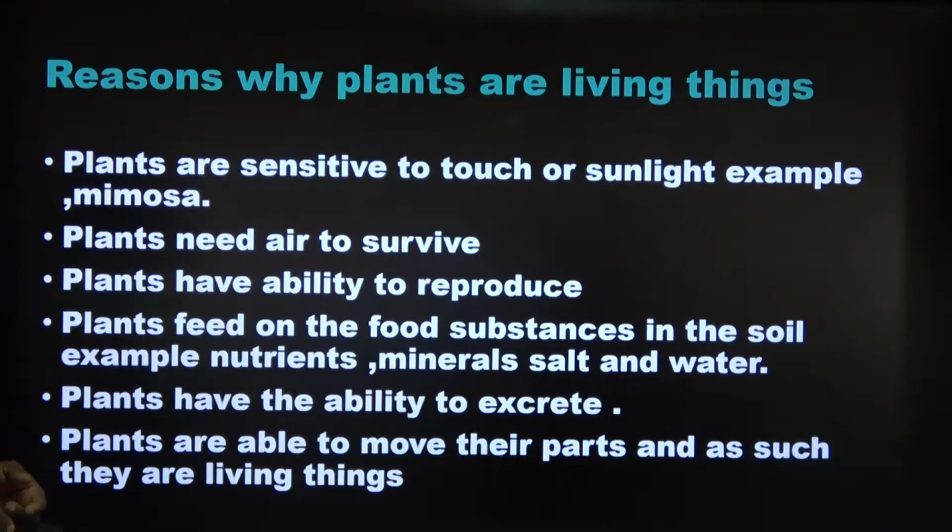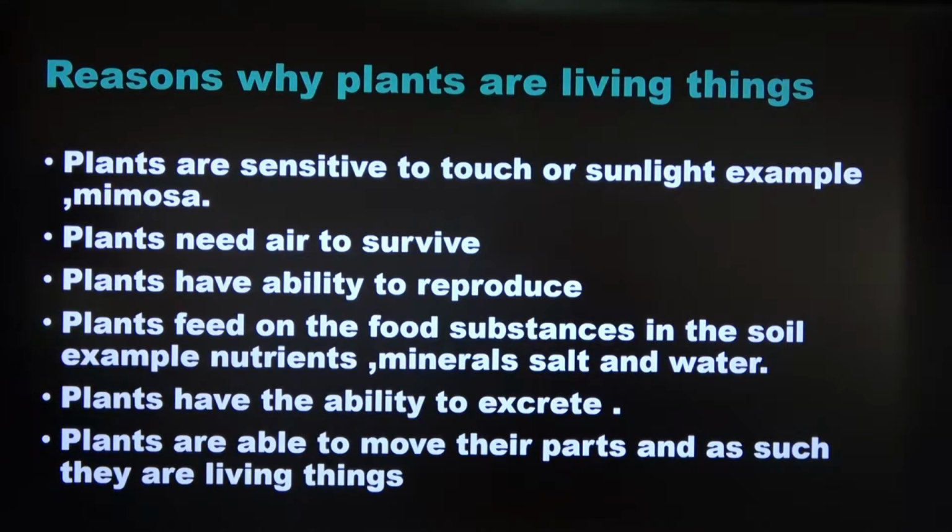For example, a tree or a crop you planted in the room, you will see that the plant tends to move towards sunlight. Why do they move towards sunlight? Because they use sunlight to manufacture their food. So, plants need light and air to survive.